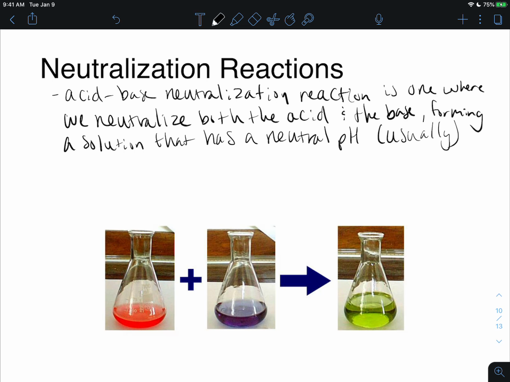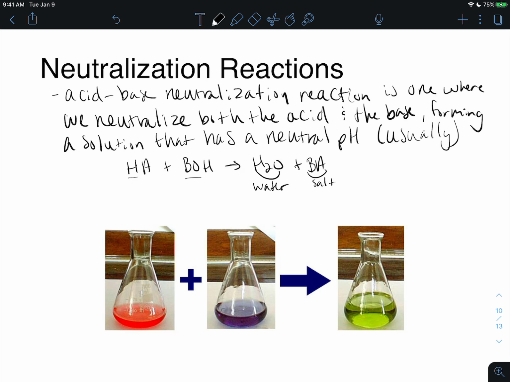Not always. If we're dealing with weak acids and weak bases, these are not going to do the same type of neutralization process as our strong acids and strong bases. Okay, so when we have a neutralization reaction, we have some HA plus BOH, and they're going to form H2O and BA. So this is a salt, and this is water. So salt water is pH neutral. So we have neutralized our acid and our base by combining them to produce a salt and water.